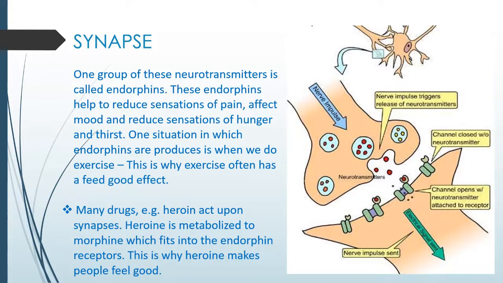Many drugs like heroin act upon these synapses actually. Heroin is metabolized to morphine, which fits into the endorphin receptors. This is why heroin also gives you a very good kind of feeling, and that's why people get addicted to heroin.